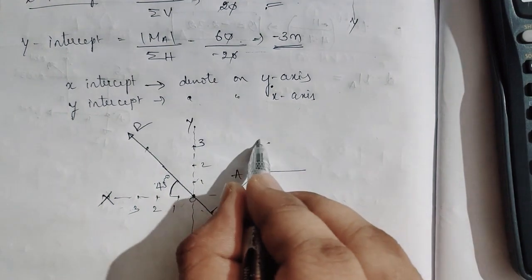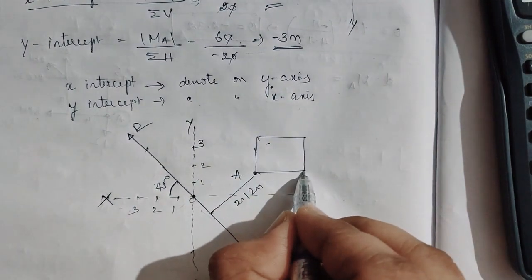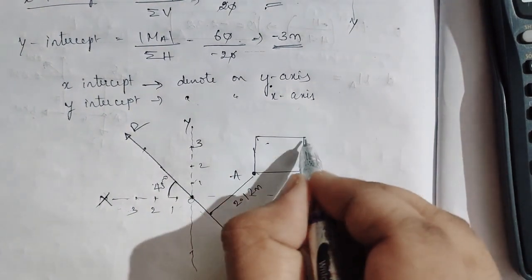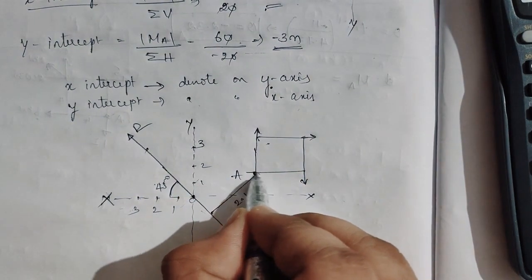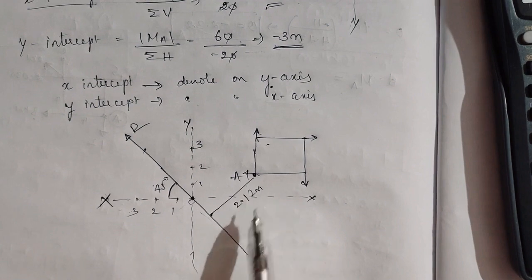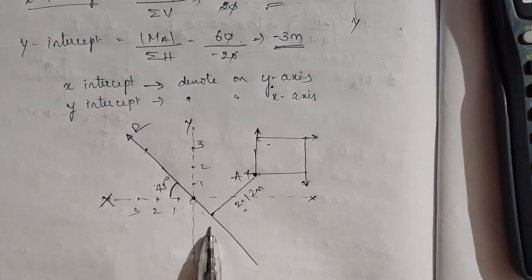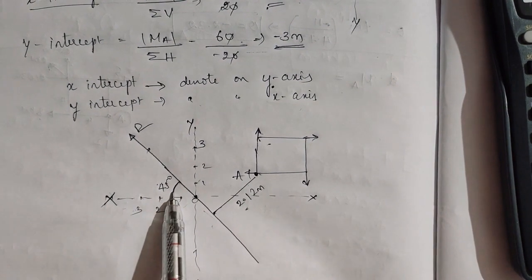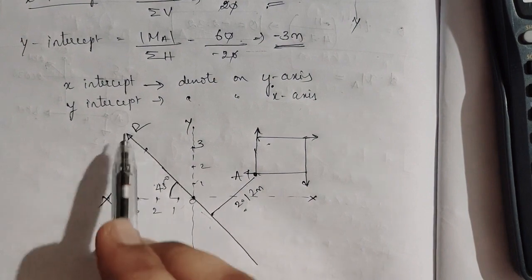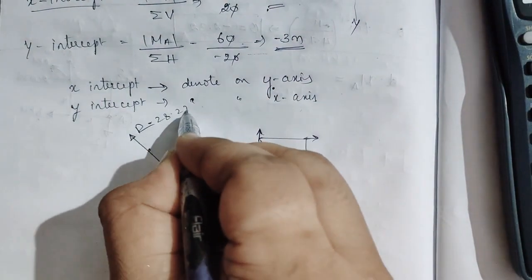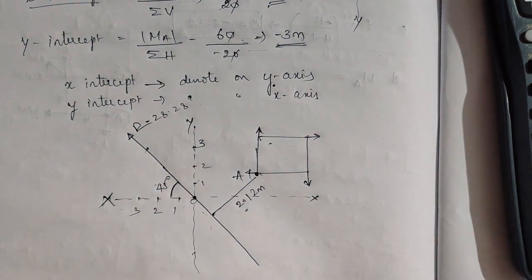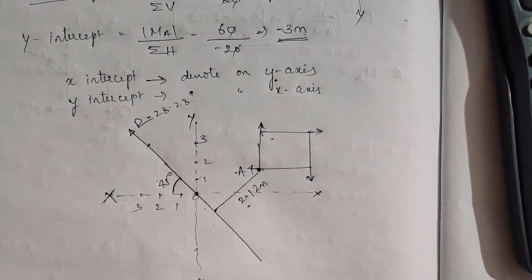So I can draw this square here. So A is at a distance of 2.12 meter from the resultant R. So R is at an angle 45 degree. So R is having value 28.28. So like this we will solve this problem. Okay.